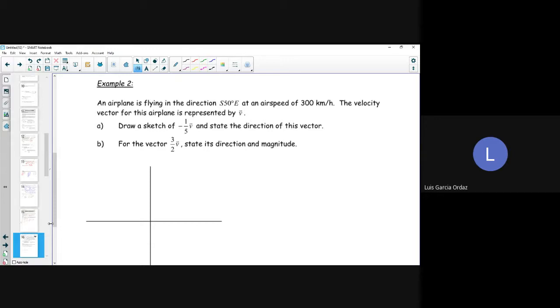So I want you guys to try and do this by yourself first, and then I want you guys to try and give me the answer and see if you understand what it is that we are doing here. I'm going to give you guys a couple of minutes to figure that question out.